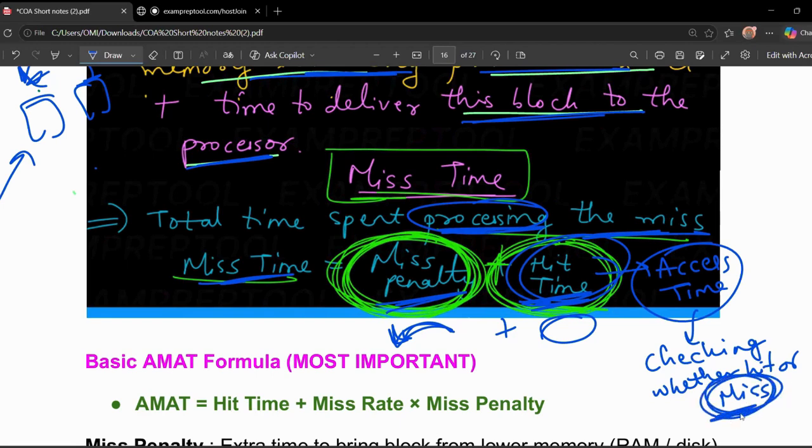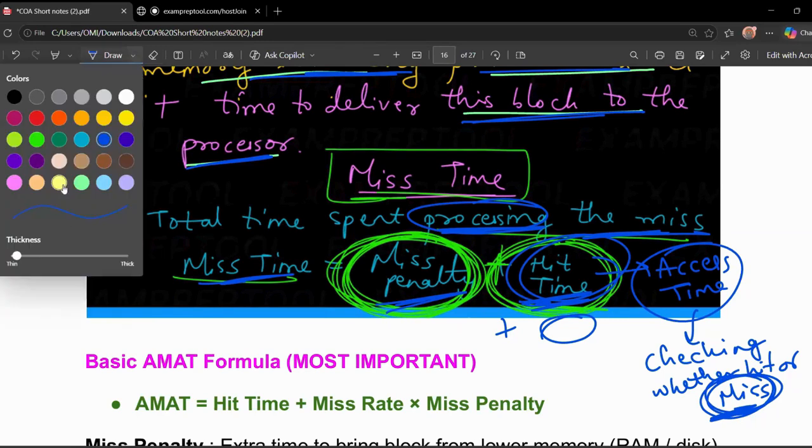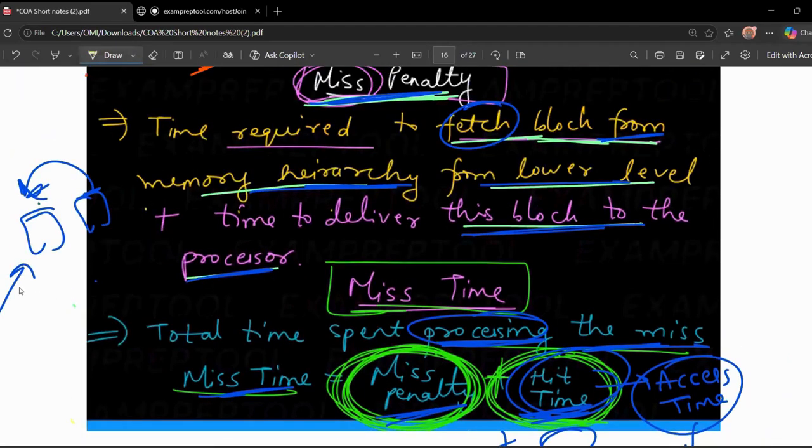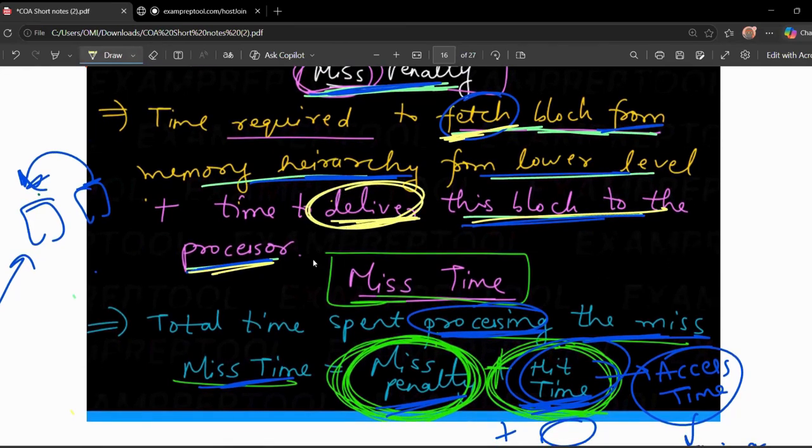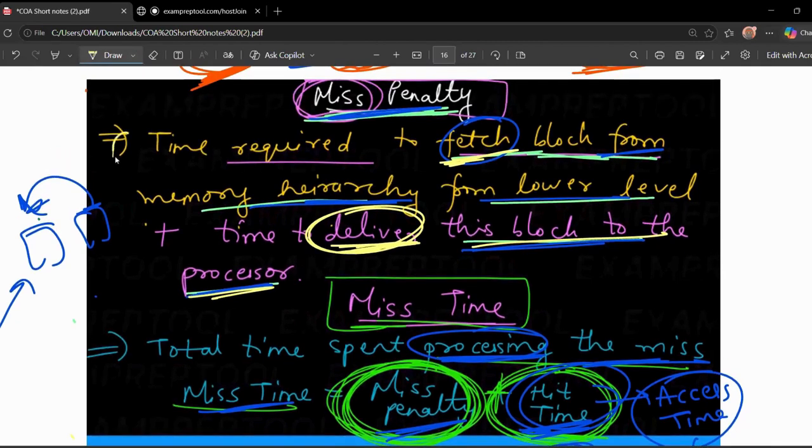Now you got a miss, so you have to resolve it. What is the total extra time? Here, I have already written: the time to fetch plus the time to deliver this block to the processor. Because the CPU has requested something, we must deliver it. So this total time is your miss penalty.